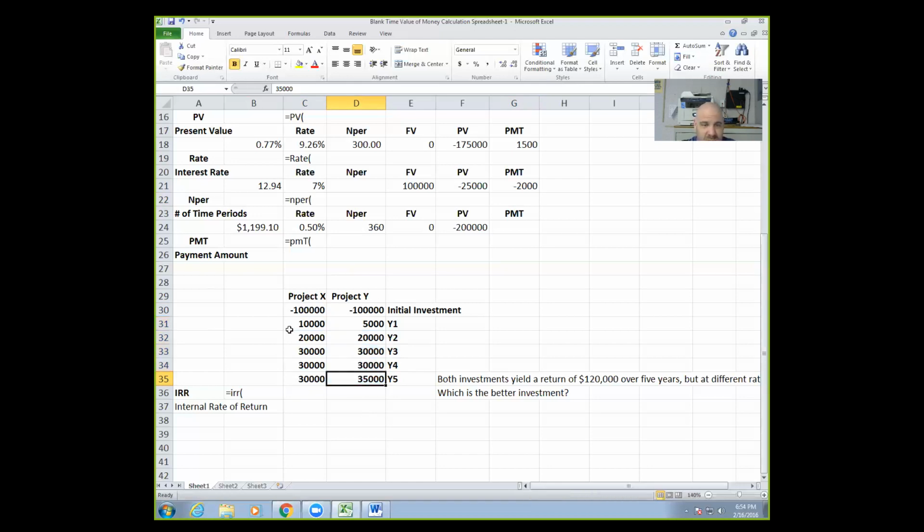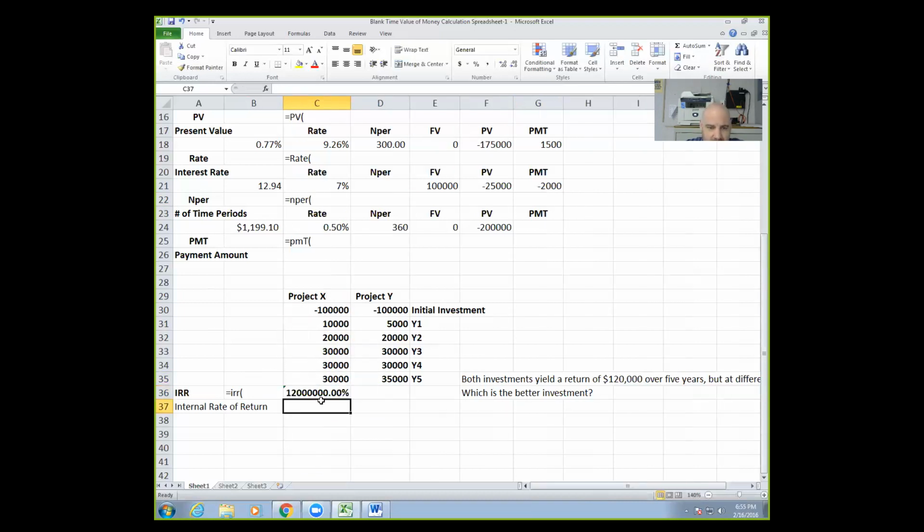So these returns are much different, and so we need to figure out a way to compare these two investments. It's really what we're doing. We're trying to figure out which is the better investment, which gives a higher rate of return. So how we do this is use this IRR function. The other thing that I want to show you here is, oh wow, that shouldn't be percent. Let's make that number. There we go.